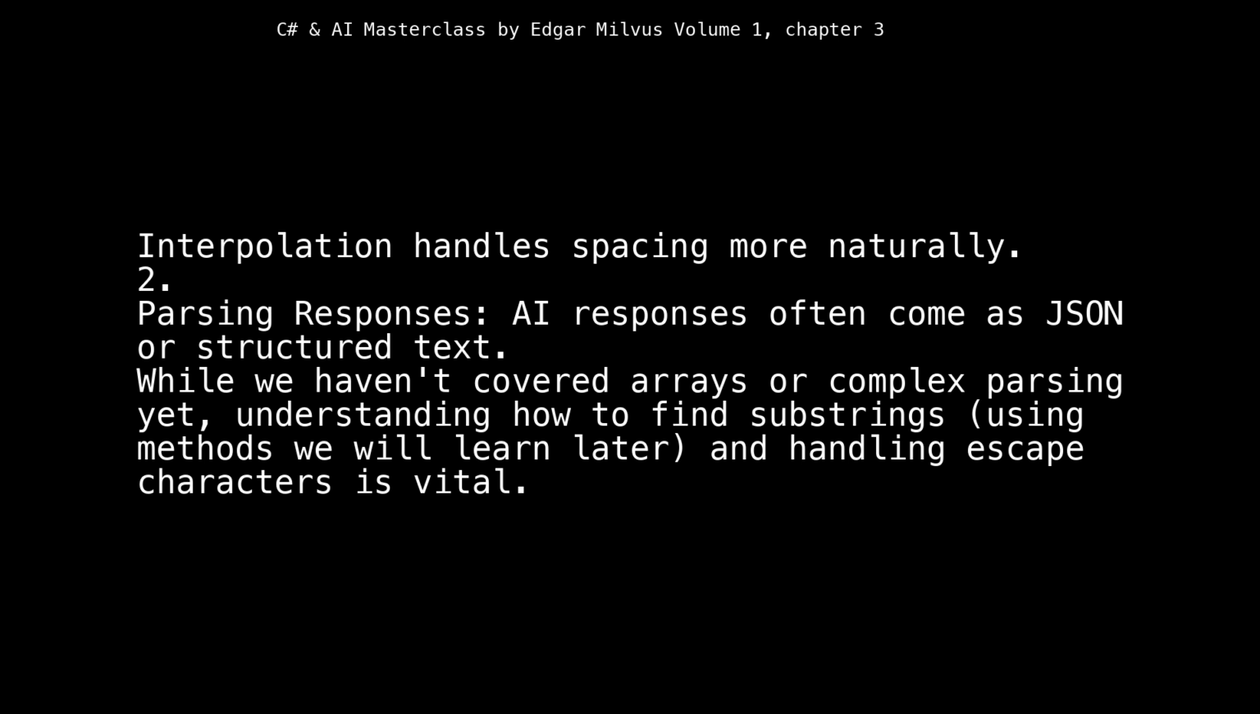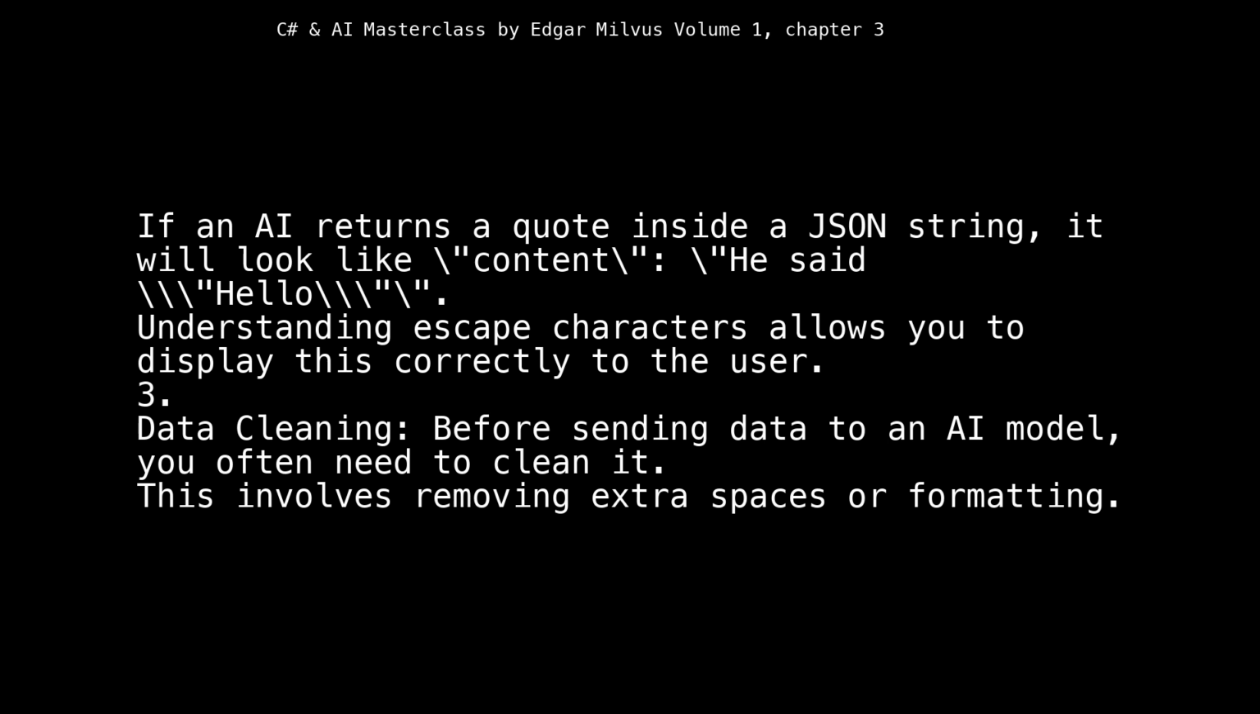2. Parsing responses. AI responses often come as JSON or structured text. While we haven't covered arrays or complex parsing yet, understanding how to find substrings, using methods we will learn later, and handling escape characters is vital. If an AI returns a quote inside a JSON string, it will look like \"content\", he said \"hello\". Understanding escape characters allows you to display this correctly to the user.